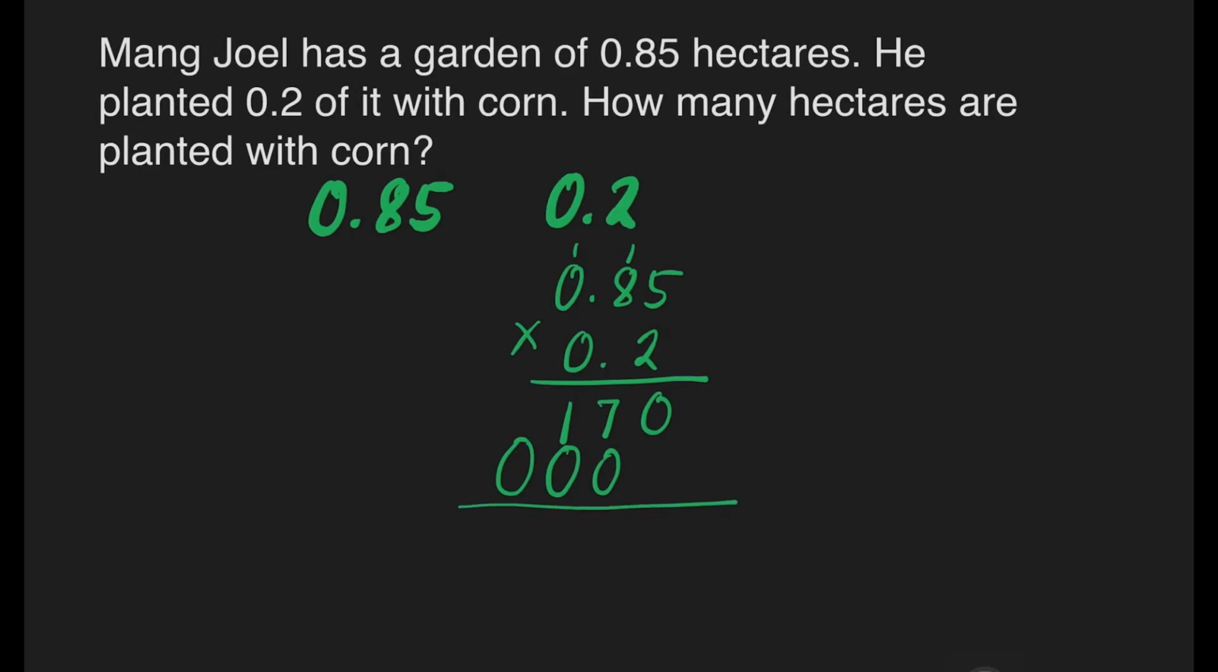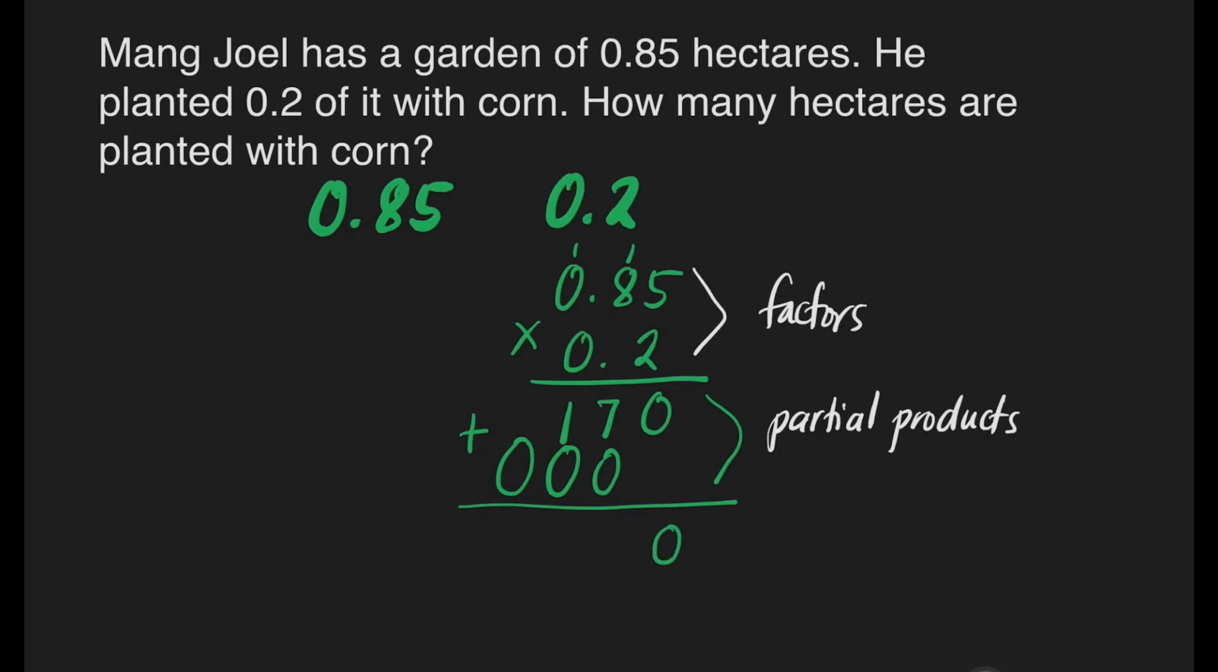Then, we will add the partial products. We call this our partial products. And these ones are our factors. Okay, now let's add our partial products. 0, 7 plus 0 is 7, 1 plus 0 is 1, and then bring down 0.